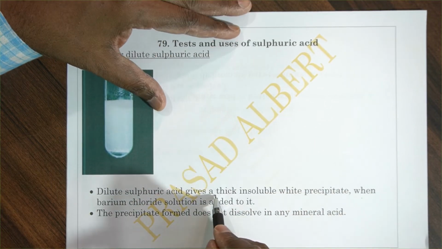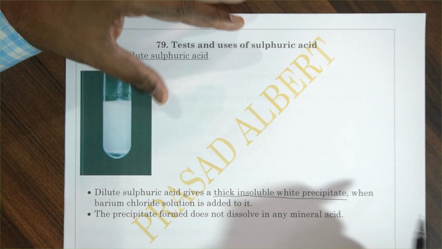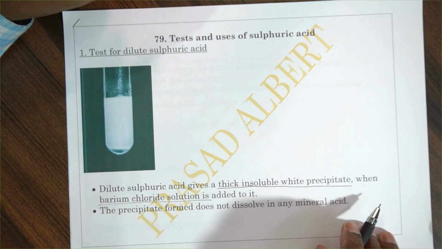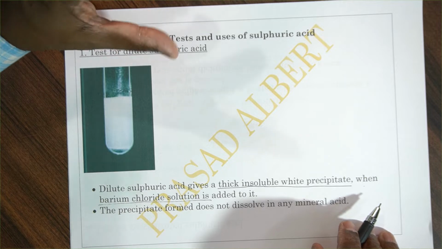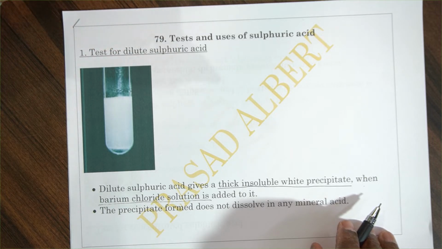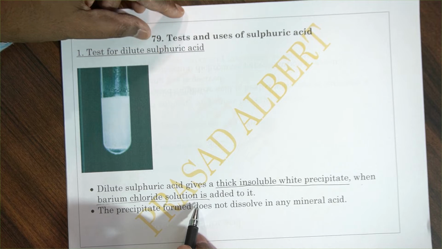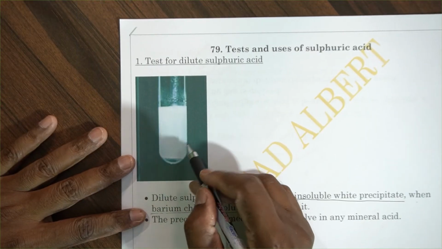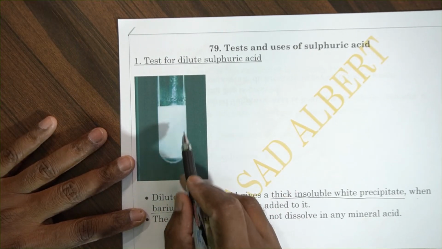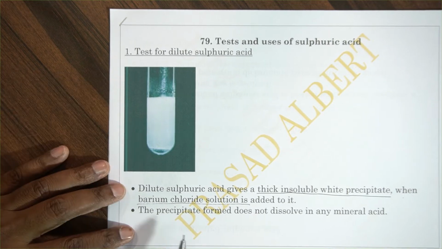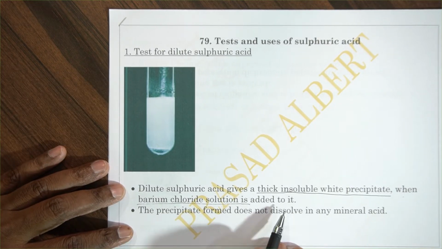Dilute sulfuric acid gives a thick, insoluble white precipitate when barium chloride solution is added to it. We take a test tube with about 2 cc of dilute sulfuric acid and add an aqueous solution of barium chloride to it. What you will get, see the picture, here you can see the thick white precipitate of barium sulfate is formed. Barium chloride plus dilute sulfuric acid gives barium sulfate.